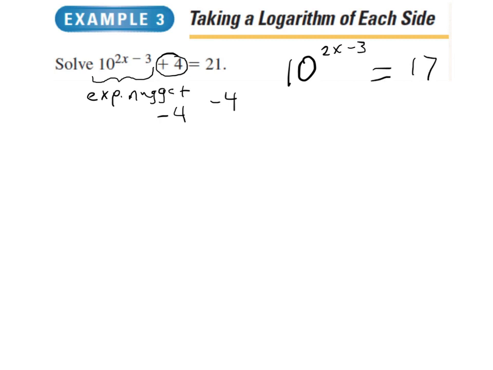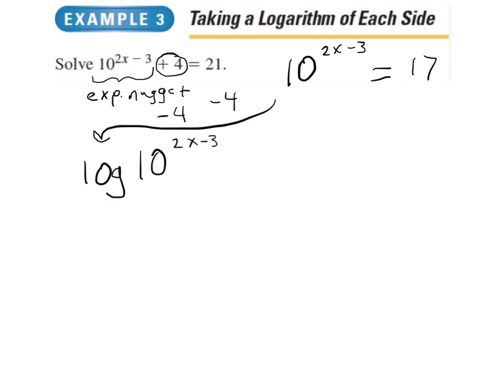And then now what we can do is take the logarithm of both sides. So we'll pull this over here, and we'll say log of 10 to the 2x minus 3 equals log of 17. Now there's two ways to handle this. So I'll handle it the same way we did in class first, and then I'll show you the second way.